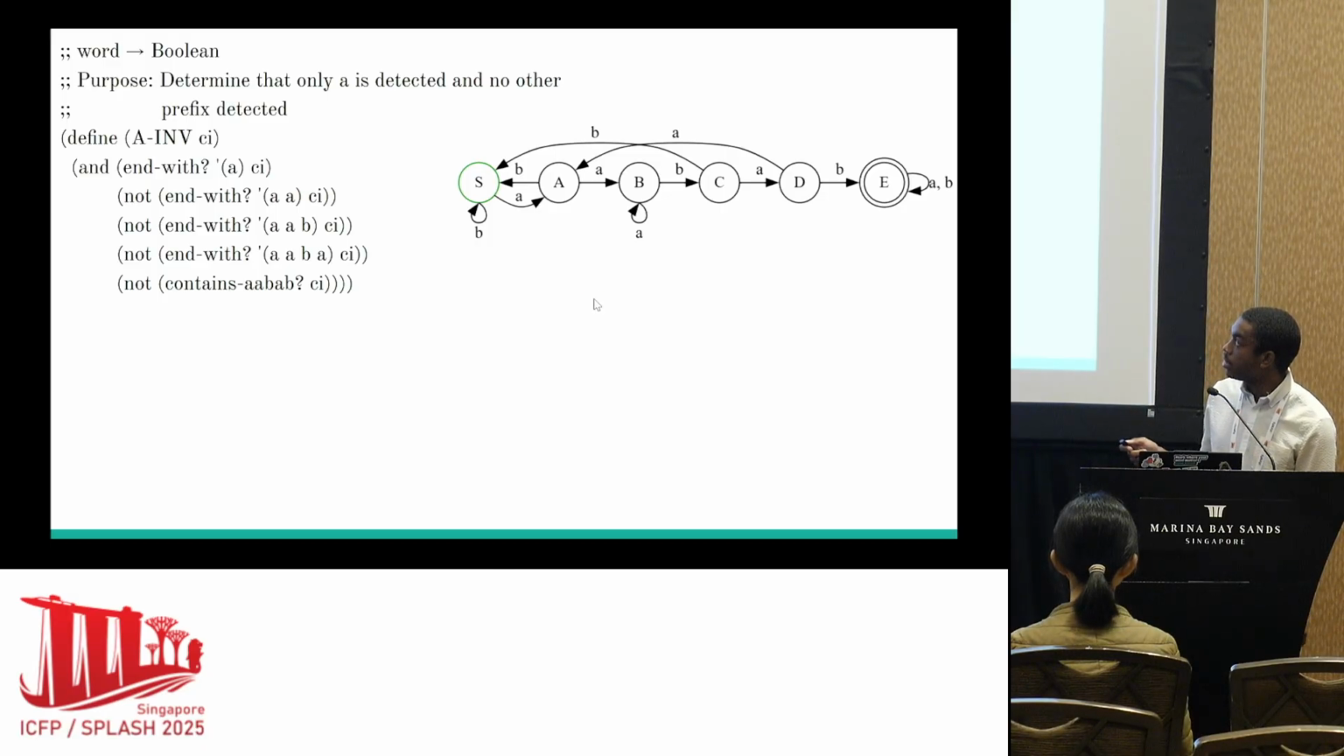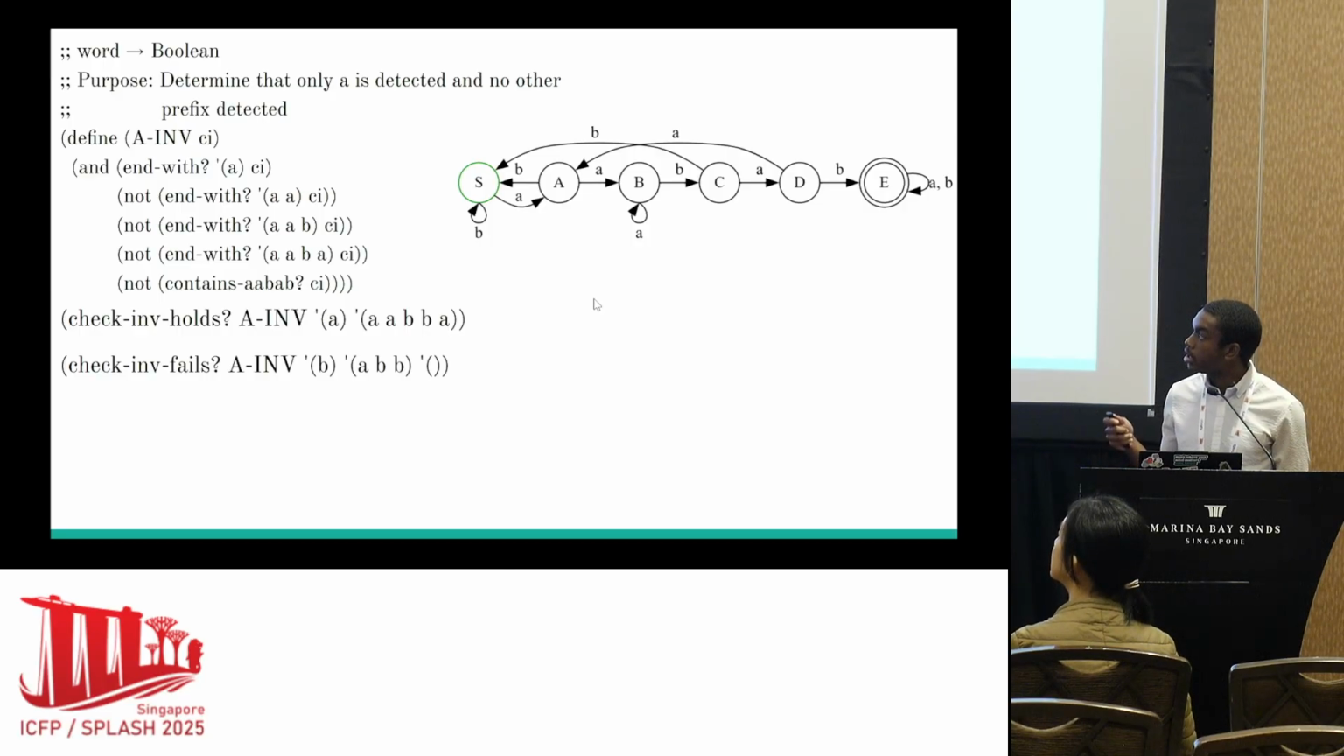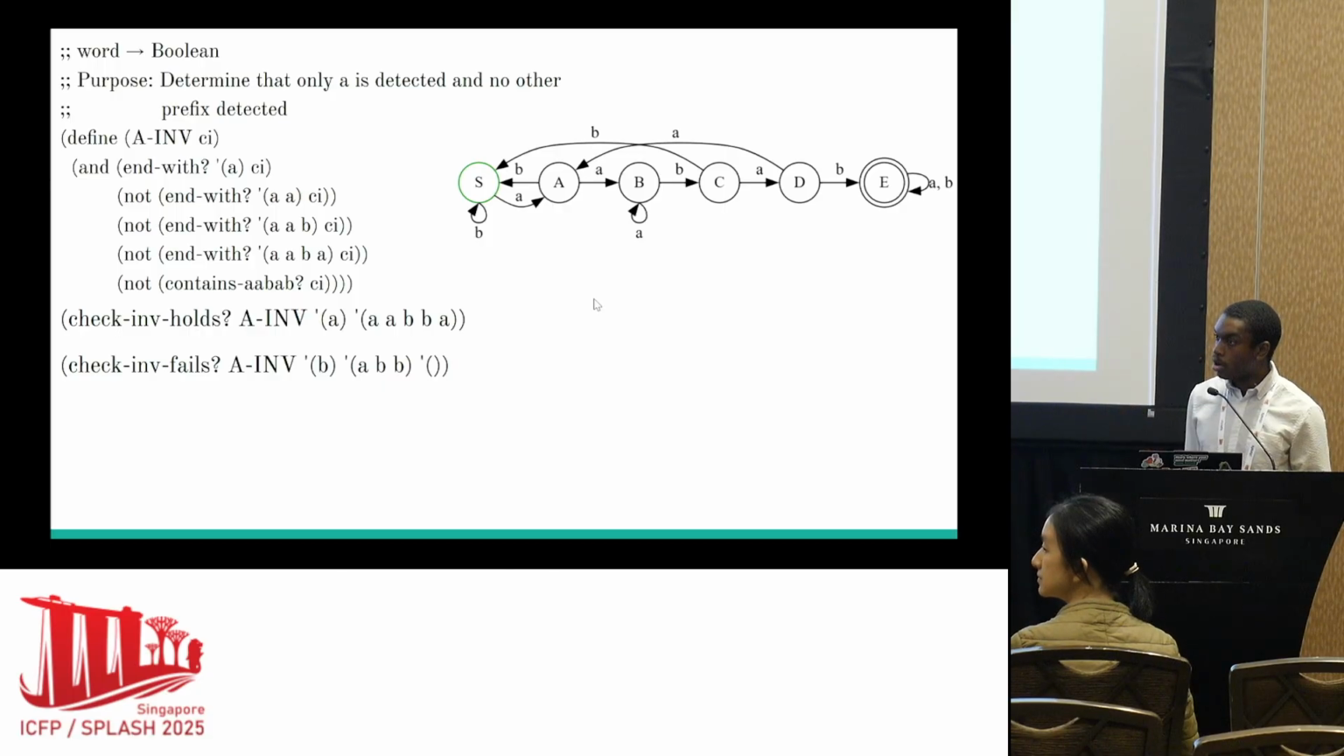So we have the invariant predicate for A, and the purpose of this is to determine if the consumed input only ends with a single A and doesn't contain any other prefix of the pattern. Here we have the test for the invariant predicate, and I want to draw your attention to the first line, check-invariant-holds, as this is the problem that we're addressing today.